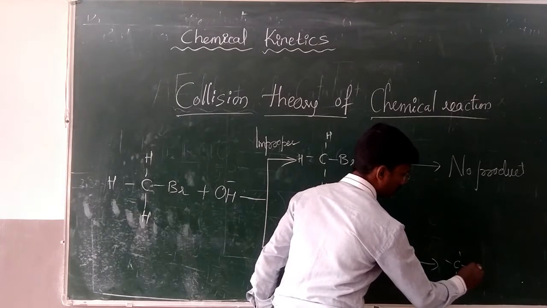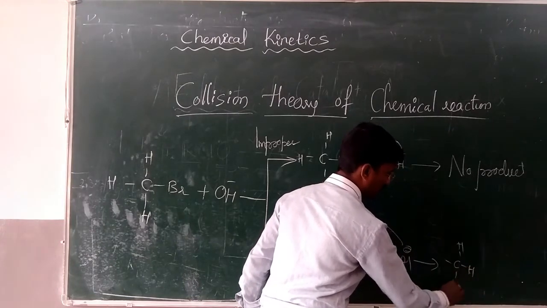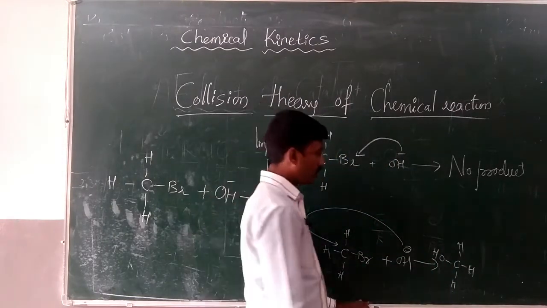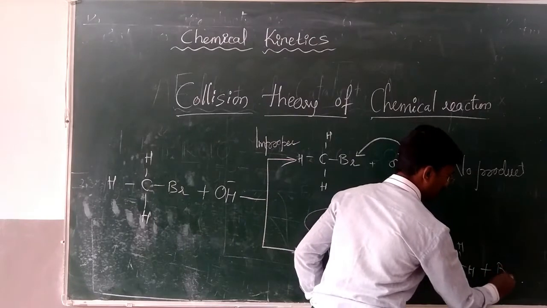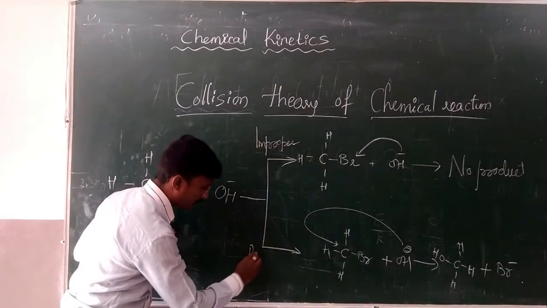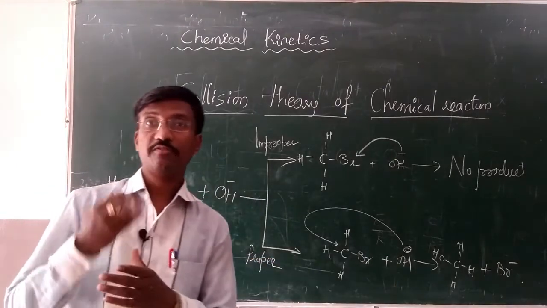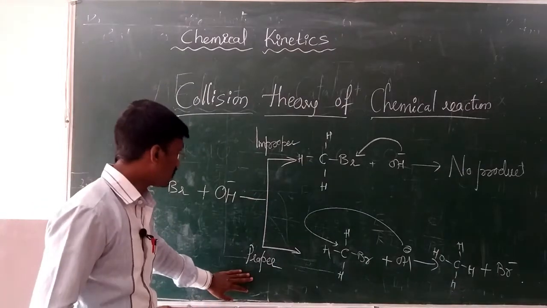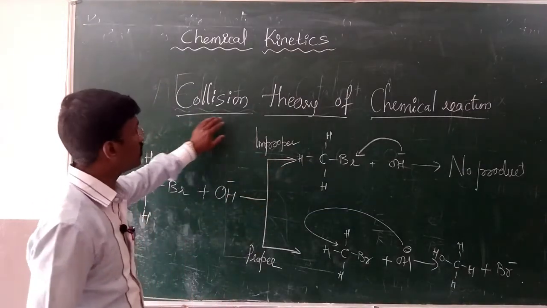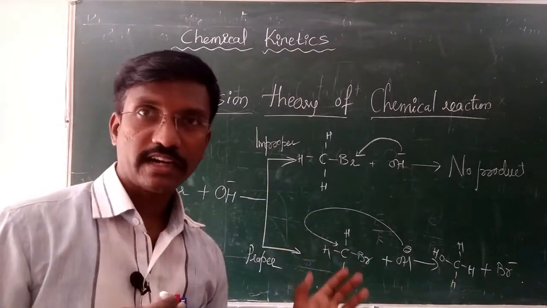So it becomes CH3OH, methyl alcohol. Methanol is formed by the cleavage of Br minus. This is called proper orientation, or proper collision. Effective collisions occur in the second case but not in the first. This kind of explanation is called the collision theory. The collision theory of chemical reactions explains how reactants become product.